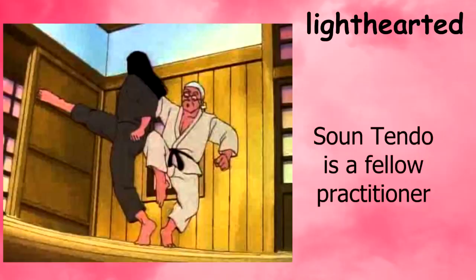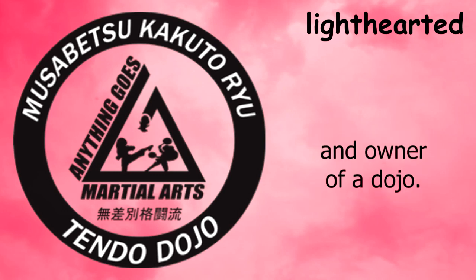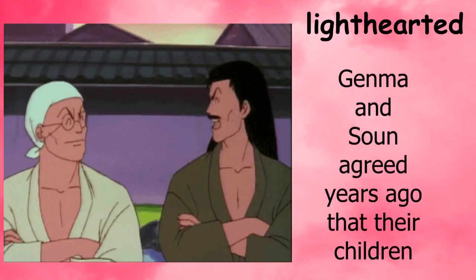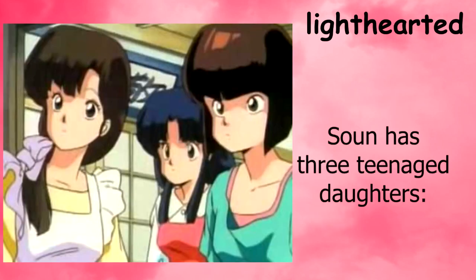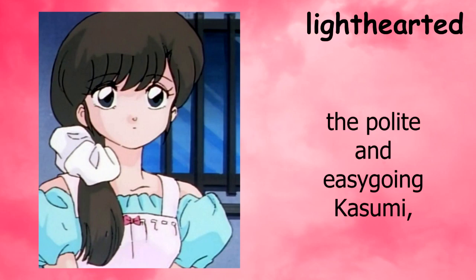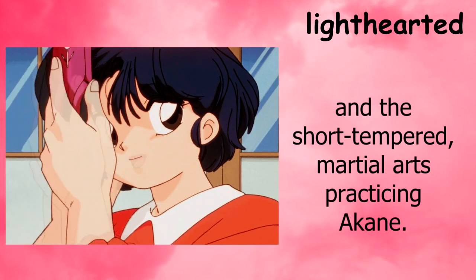Shun Tendo is a fellow practitioner of Musubetsu Kakuturyu, or Anything Goes School of Martial Arts, and owner of a dojo. Genma and Shun agreed years ago that their children would marry and carry on the Tendo dojo.